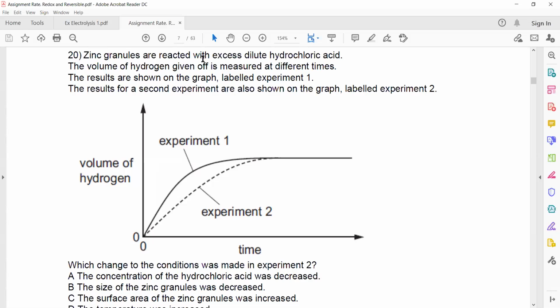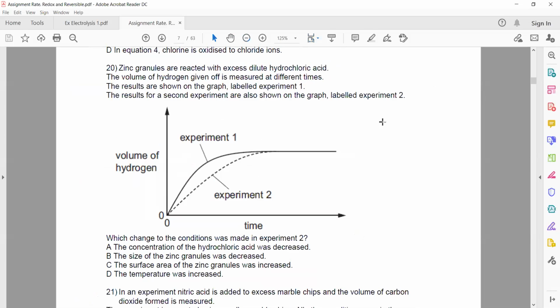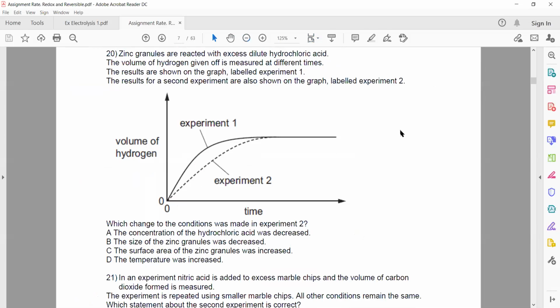Question 20. Zinc granules are reacted with excess of hydrochloric acid. The volume of hydrogen given off was measured at different times. The results are shown on a graph labeled experiment 1. The result of the second experiment is also shown and labeled experiment 2.